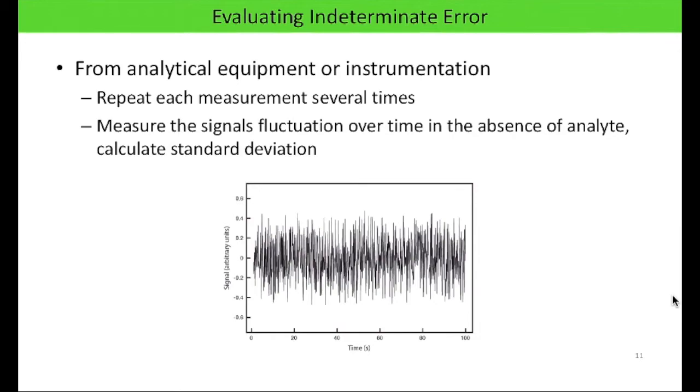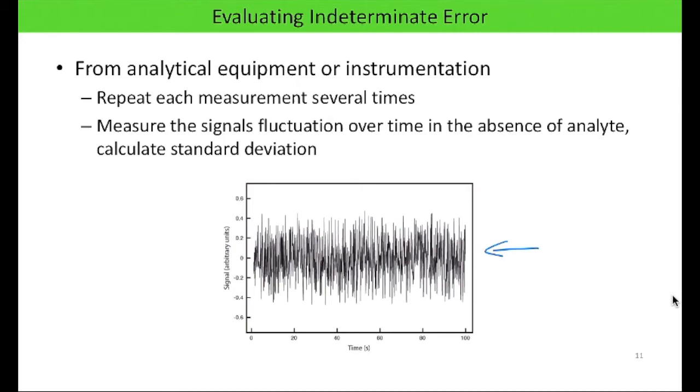Another source of random error is from analytical equipment or instrumentation. These are electrical instruments that have electrical current running through them, and even if there is no sample running through it, you could get a plot that looks something like this one here on the bottom, where there is a positive and negative signal, albeit a pretty low signal, but this is also an example of random error.